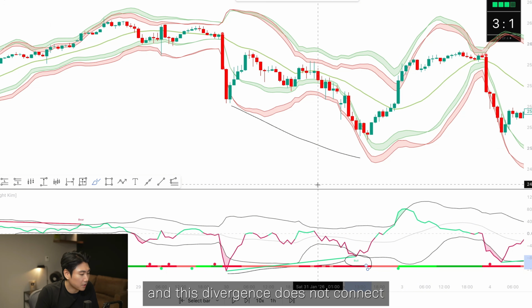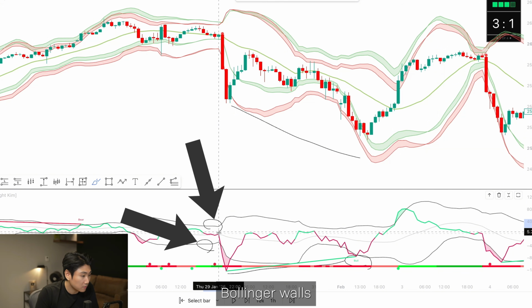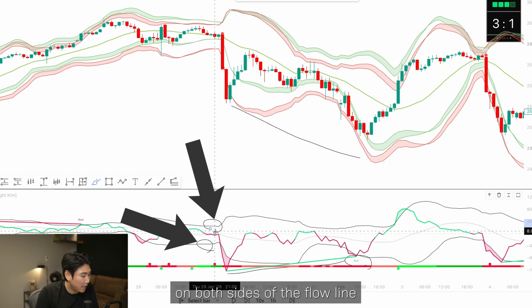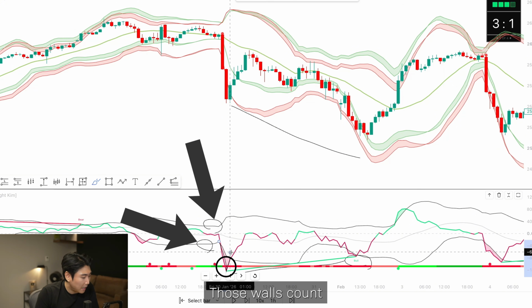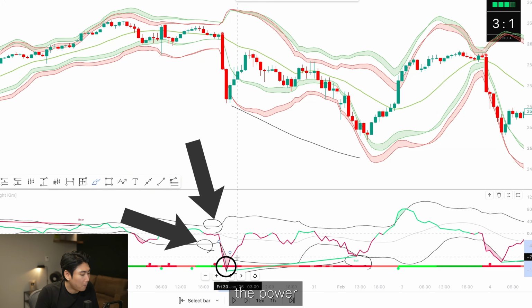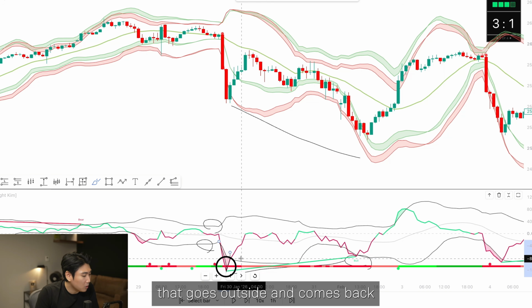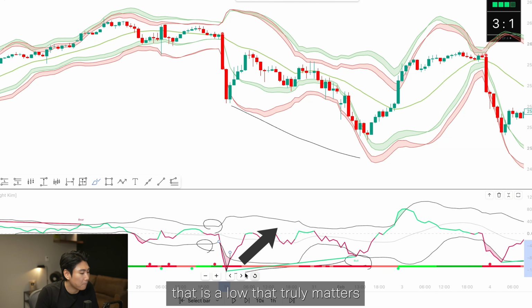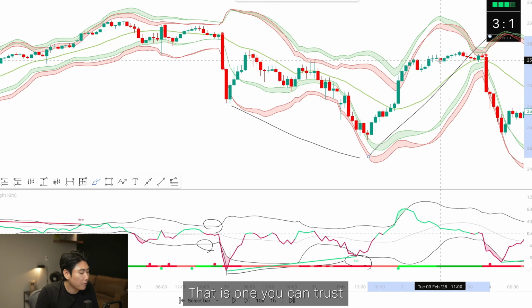And this divergence does not connect just any lows. You see the black Bollinger Band walls on both sides of the flow line. Only the lows pushed outside those walls count. Because getting pushed outside the wall means the power stretched to its limit. A low that goes outside and comes back, that is a low that truly matters. A divergence built from those lows, that is one you can trust.